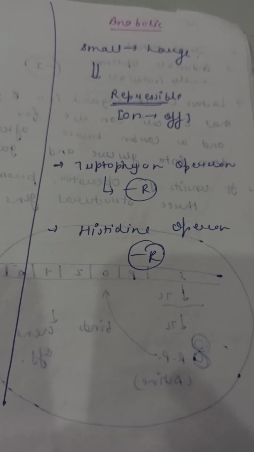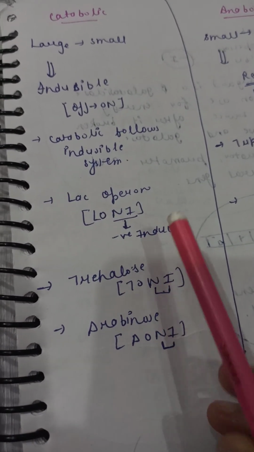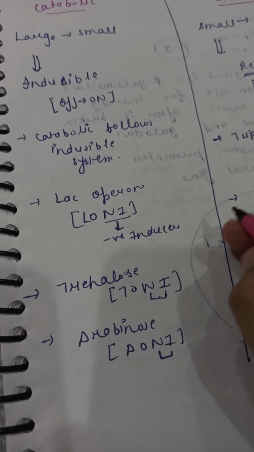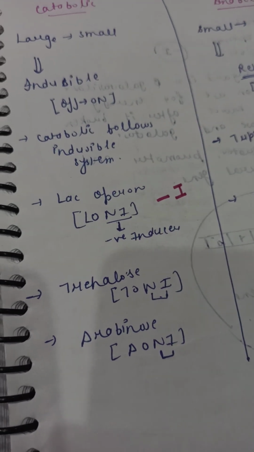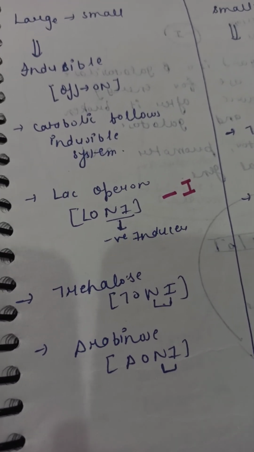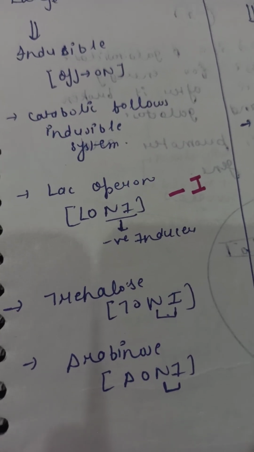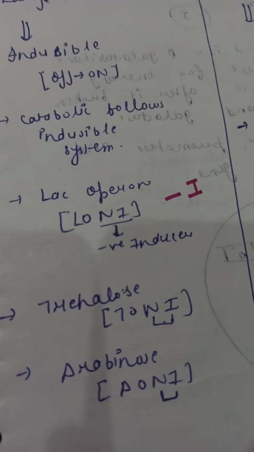I forgot to tell you one thing: the main operon among lac, trehalose and arabinose is only the lac. And lac operon follows the minus I situation. Minus means repressor, I means inducible. So you are converting the operon into the positive situation. You are basically converting the operon into the active operon, converting the situation into the on situation.